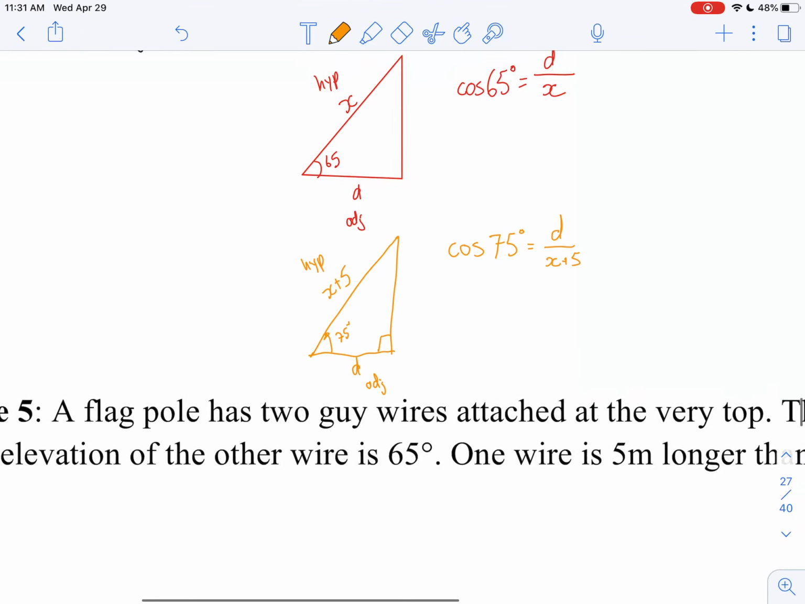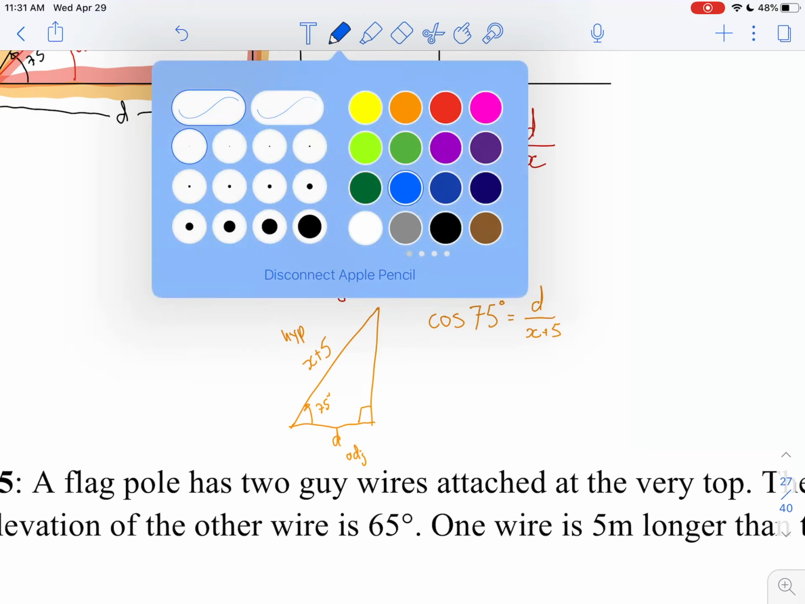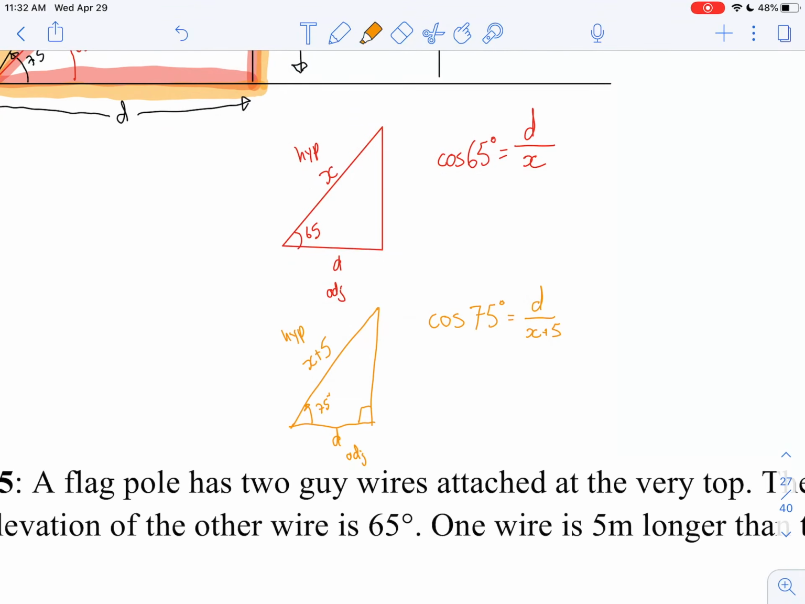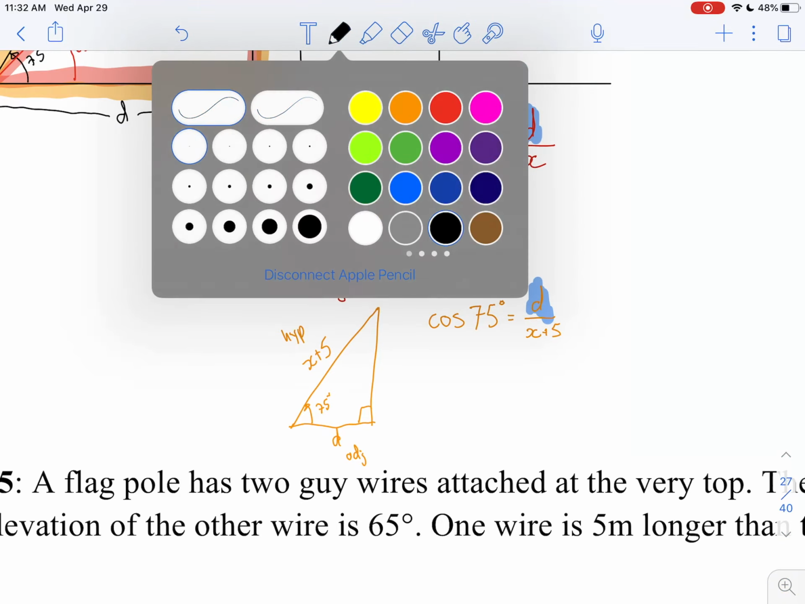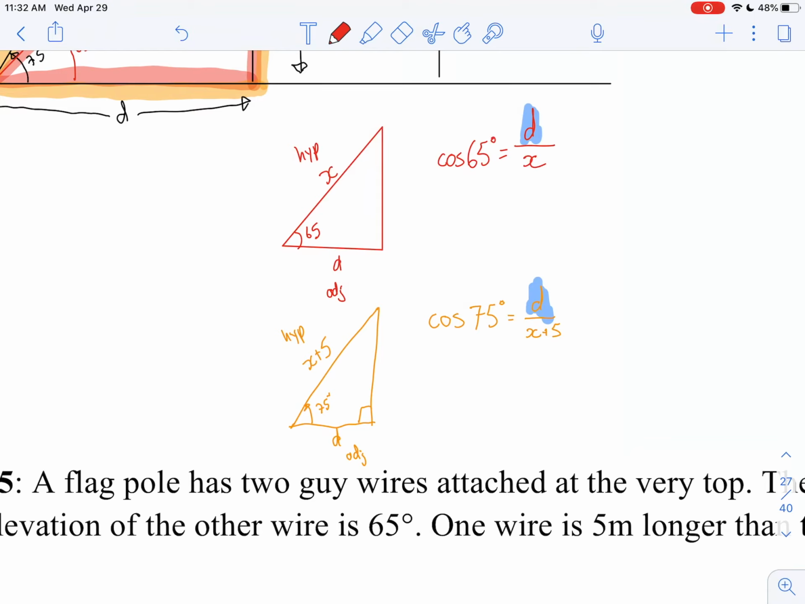It looks a little more convoluted here, but we can make an equation and isolate for D. Notice there's a D here, there's a D here. If I isolate for D in both of those equations, I can substitute one into the other. So in red, this is the same as saying multiply both sides by x, and we can say that x times cos 65 is equal to D. I'm going to call that equation 1.